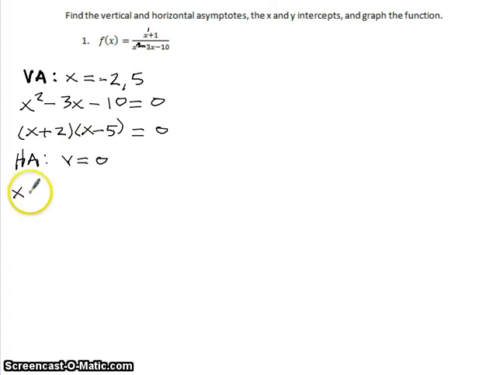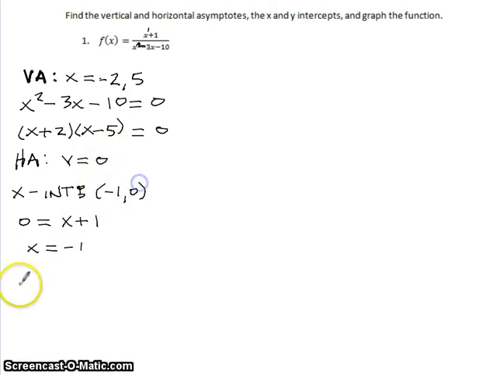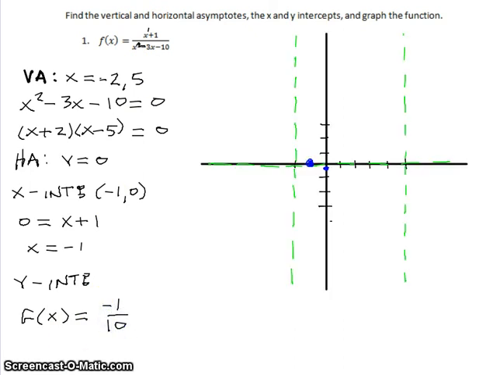The x-intercepts, there's actually only one. We find that by setting our y value equal to 0. If we multiply both sides by the denominator, we just end up with the numerator equals 0. So we end up with x equals negative 1 when y is 0. So negative 1, 0. And finally, the y-intercept occurs when x is equal to 0. If we plug in x equals 0, then we end up with 1 over negative 10. So negative 1/10.